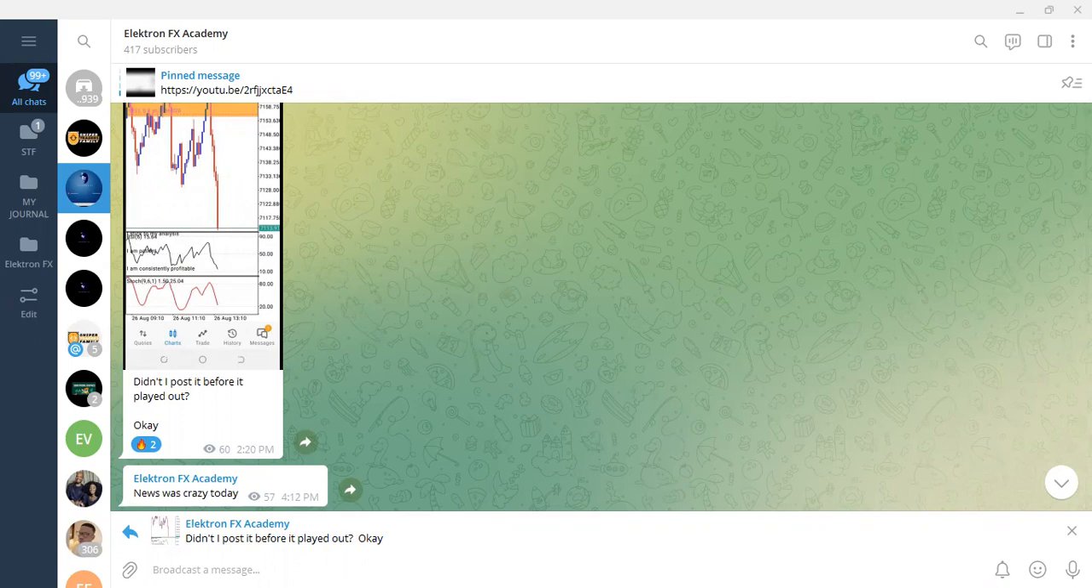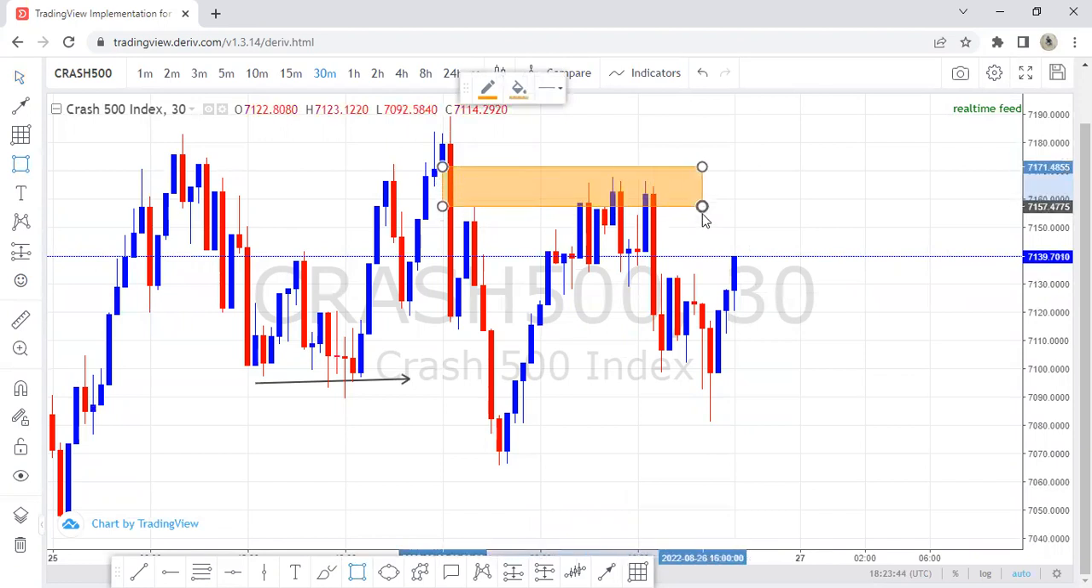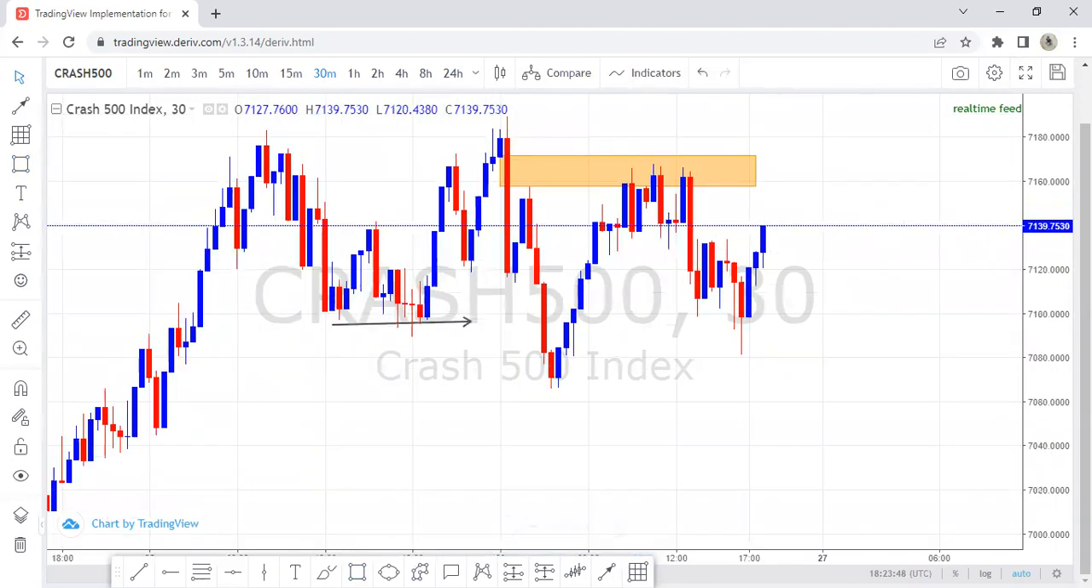So let's go back to TradingView. So now I was looking at that, and I marked this point here. This is where I marked my inefficiency area. And remember that there was a break of structure and there was also a liquidity sweep, right?